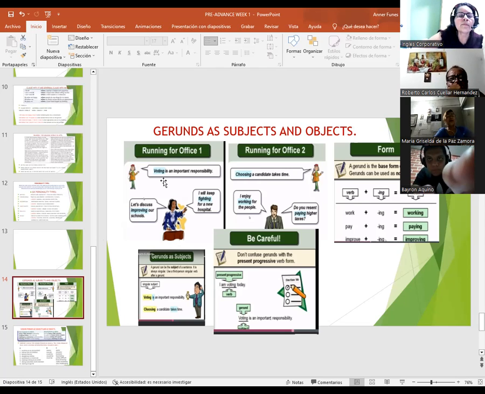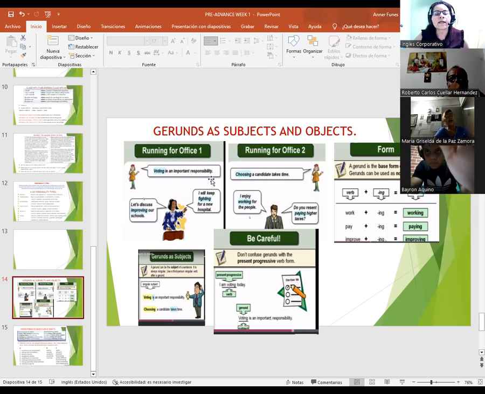Now, boarding is an important responsibility. Aquí dice, votar es, ¿qué? Una información o una responsabilidad importante. Boarding is an important responsibility. Entonces, acá está actuando el verbo plus el ing, está actuando como un sujeto.